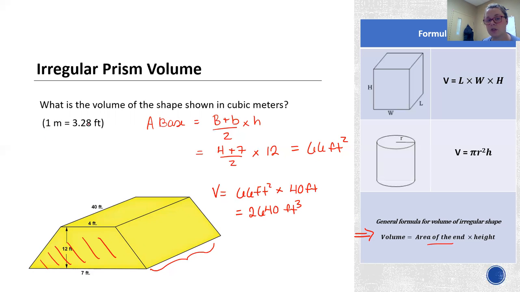So we know 1 meter is 3.28 feet, so 1 meter cubed is going to be equal to 3.28 cubed. 3.28 cubed is the same as, do I have it written down? Yeah, I do, 35.3.